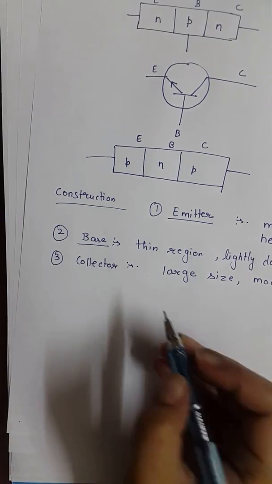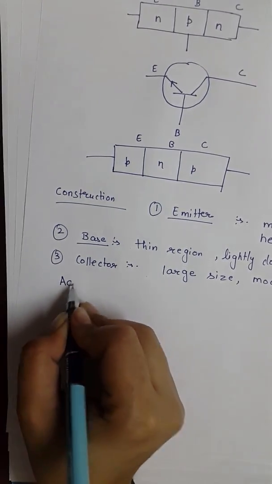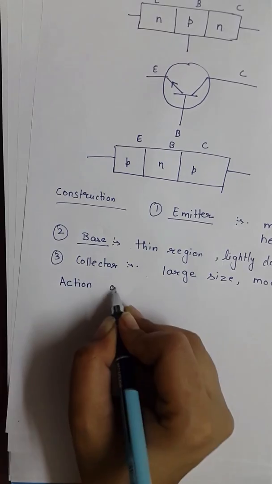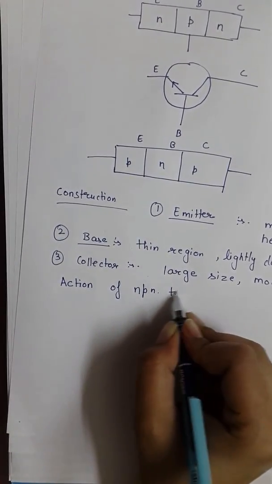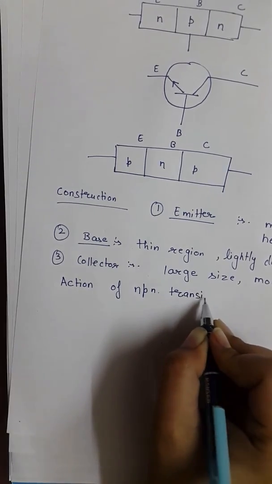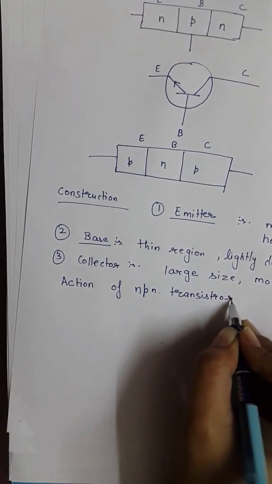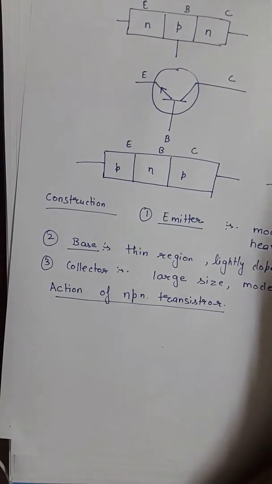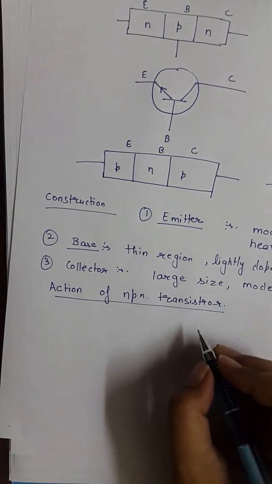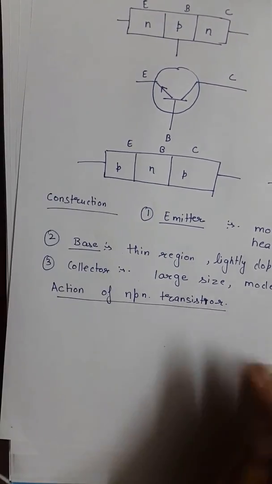Now let's do the action of the NPN transistor. The probability of this coming up in the examination is not much, but if you are not aware of what an NPN transistor is and its action, how would you move towards the characteristics? Because the maximum number of times what comes up in the examination is the characteristics, input and output characteristics. Before I move towards that, first we'll discuss the action of the NPN transistor.